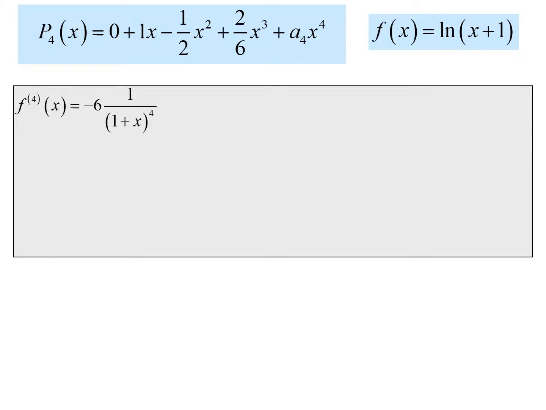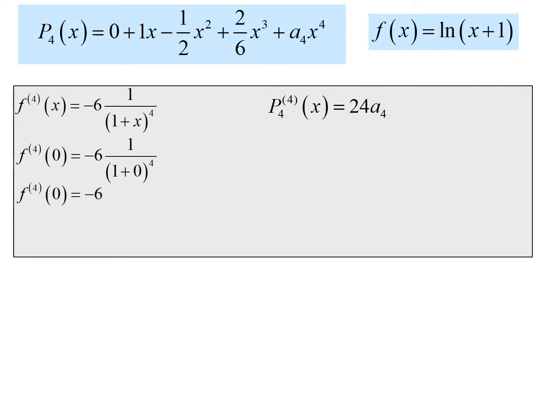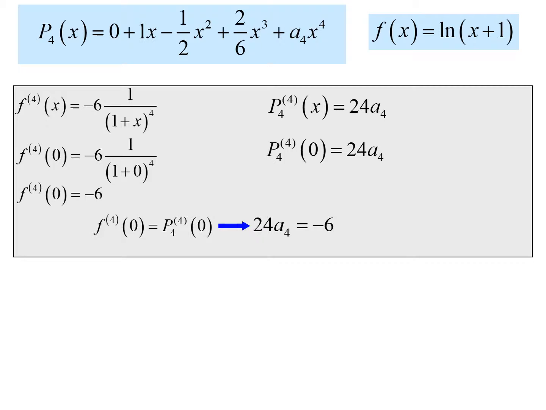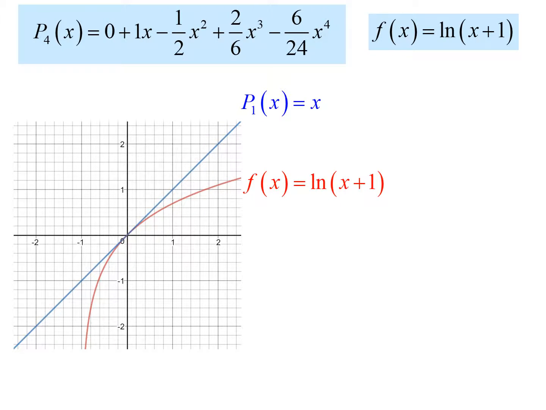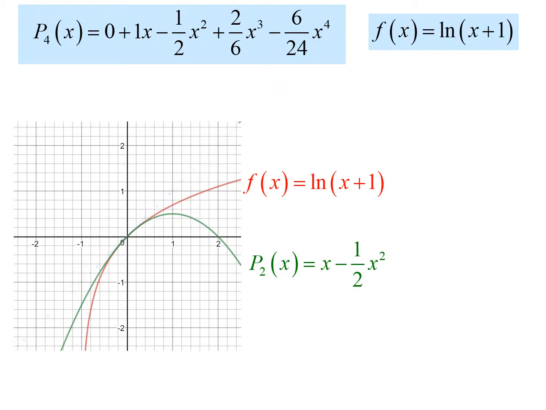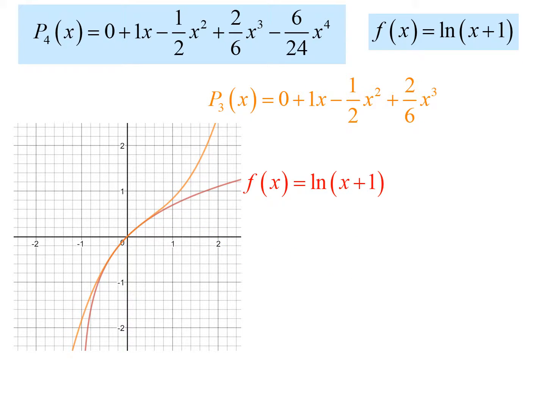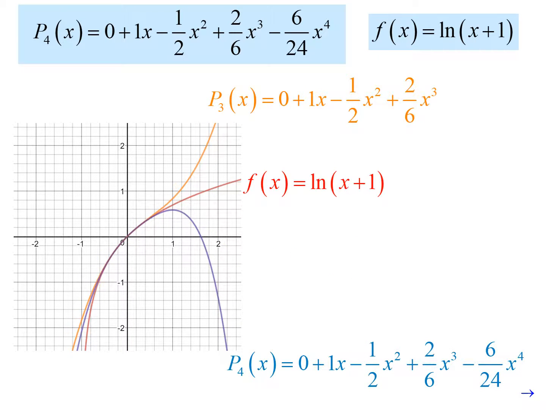And now we'll find degree 4 by taking the fourth derivative. Evaluate it at 0, we get -6. Take the fourth derivative of our polynomial. Setting them equal, we get a sub 4 equals -6/24. So there we go. We found the fourth degree polynomial to approximate natural log of x plus 1. Let's go ahead and see what that looks like. So to take us through everything we found, we started with the first degree polynomial, and then we found second, third, and fourth. And you can see it remains close to natural log of x plus 1, just a little bit longer.